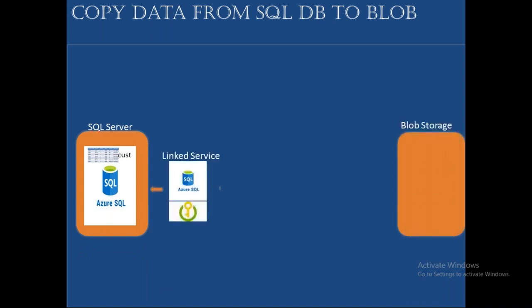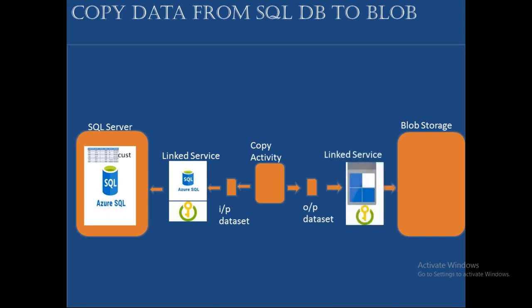First, I need to create a linked service. Then I need to create datasets. This dataset will read the customer table. Then I will copy this data. To load this data into blob storage, I need to create an output dataset. To create an output dataset that references a blob storage path, we need to have a blob linked service. Once I have everything, I'm going to execute the pipeline. The pipeline will keep this particular data in my blob storage.